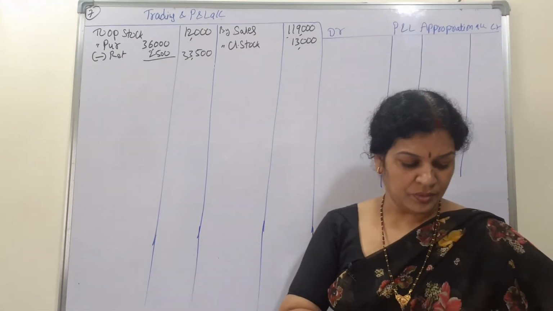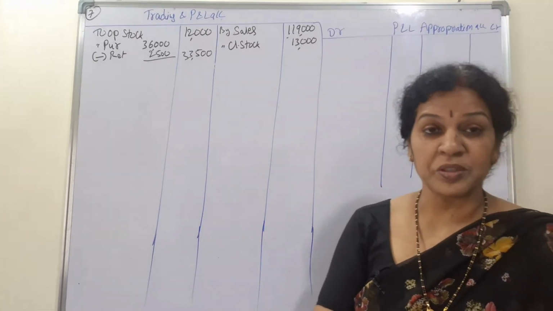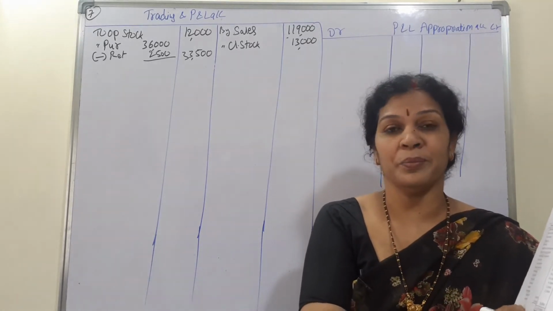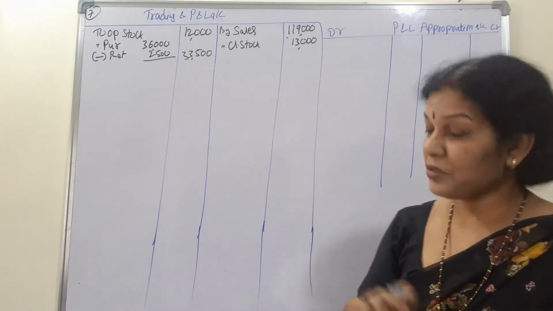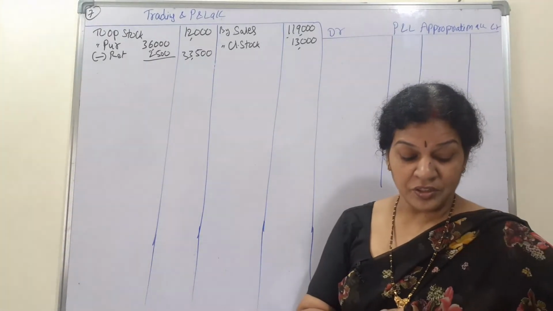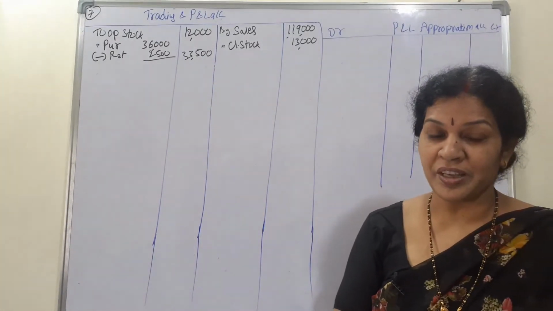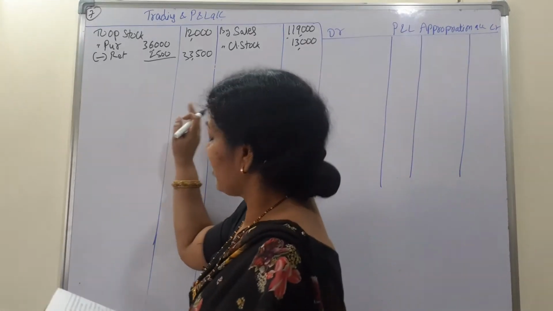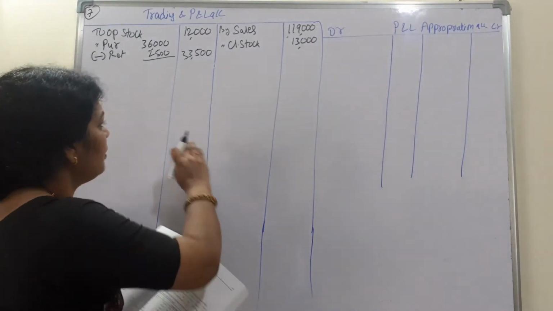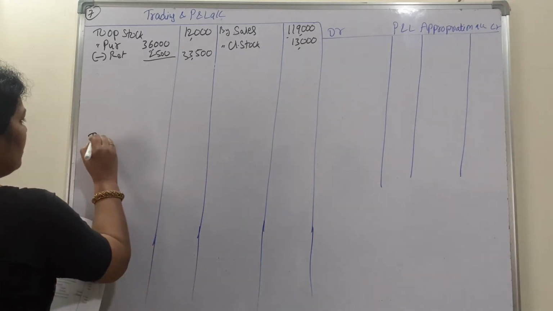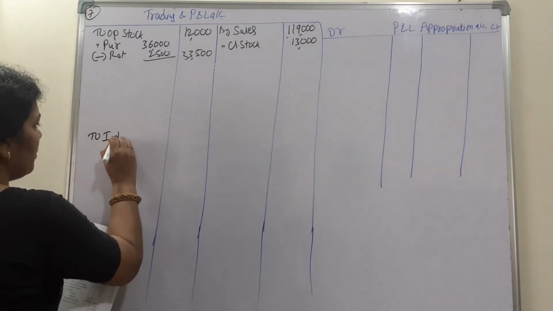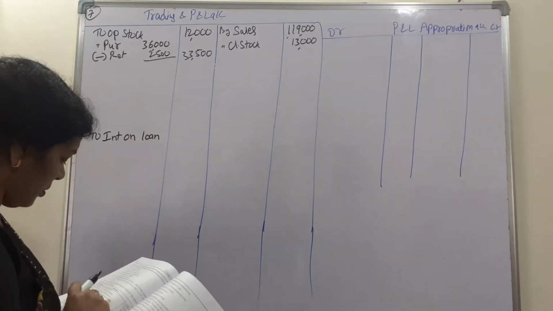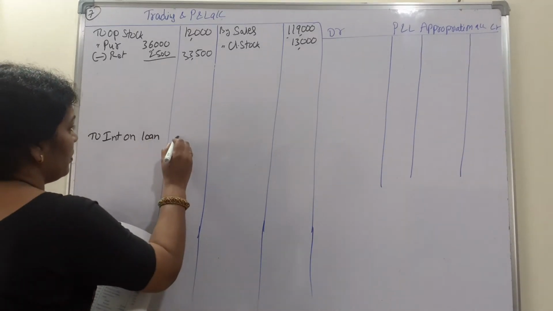Next, if you see the other items of the trial balance, each and every item will be posted. First one, opening stock, we have already taken. Interest on bank loan is an expense, so the P&L account will take it. I'll keep some space here, and here I'll start interest on loan. How much is it? 2,000.